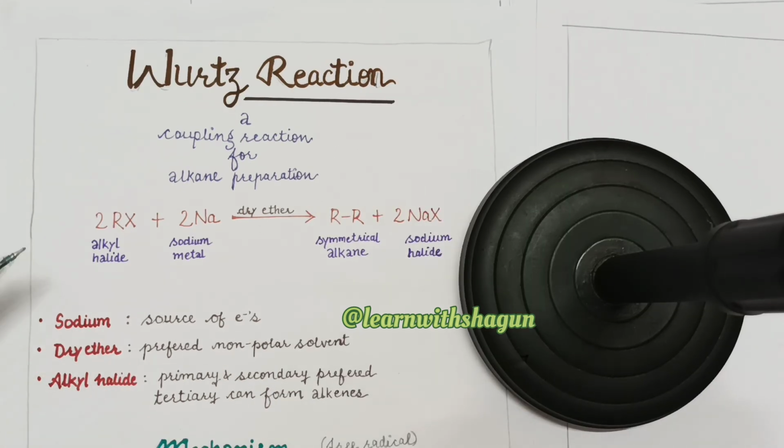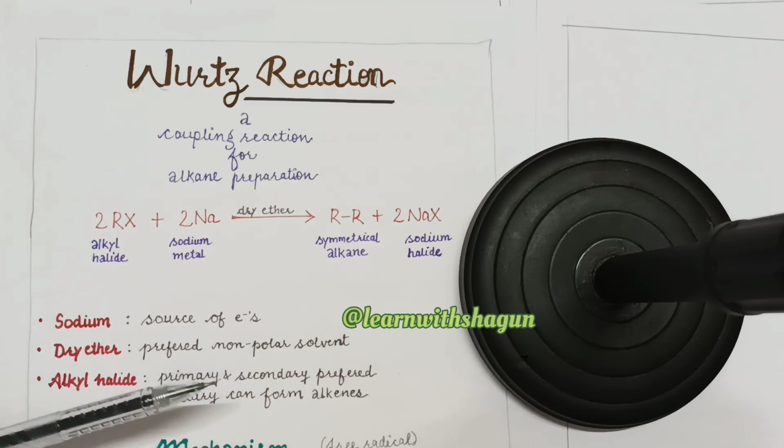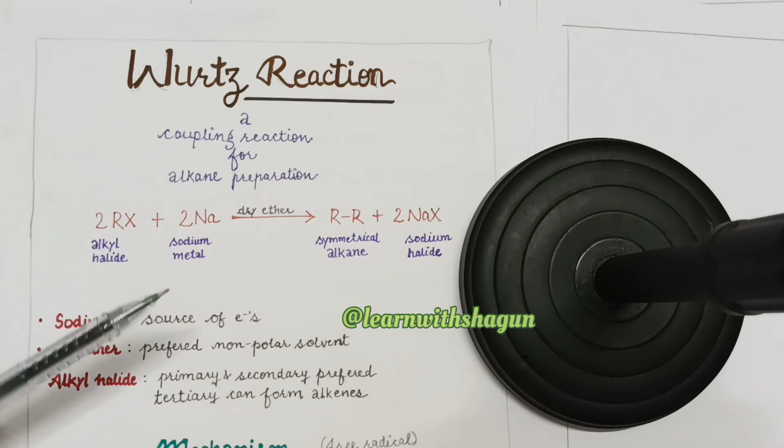Now what is the preference of alkyl halide which we are using right here? Alkyl halides in this reaction, primary and secondary do well. Primary and secondary do well. If you are going to use tertiary, then it's gonna create a problem in Wurtz reaction because it will eventually lead to the formation of alkene.